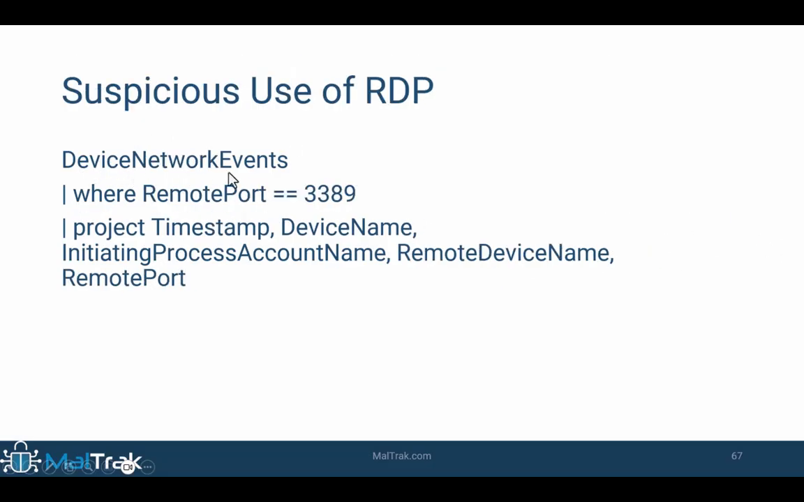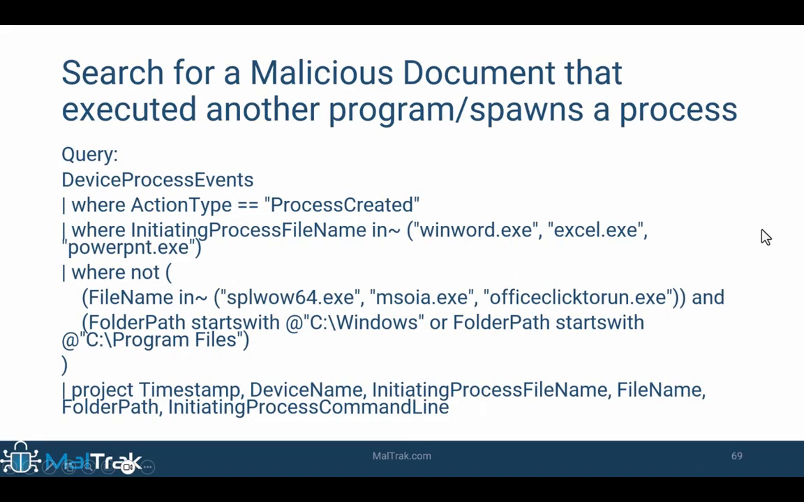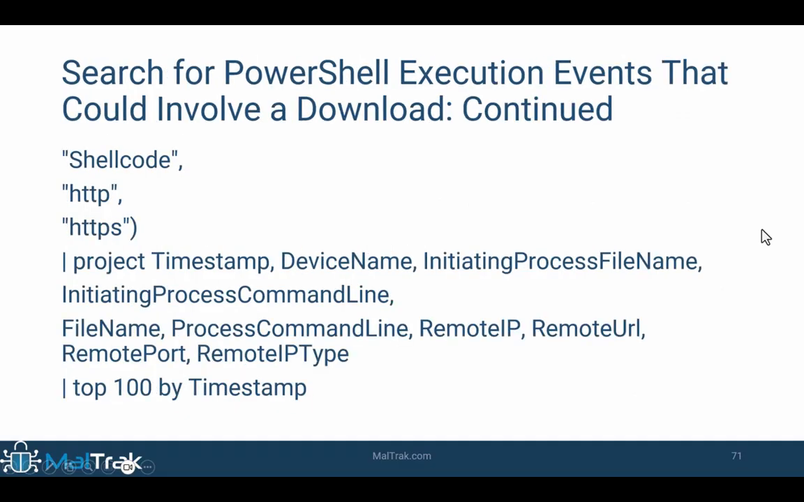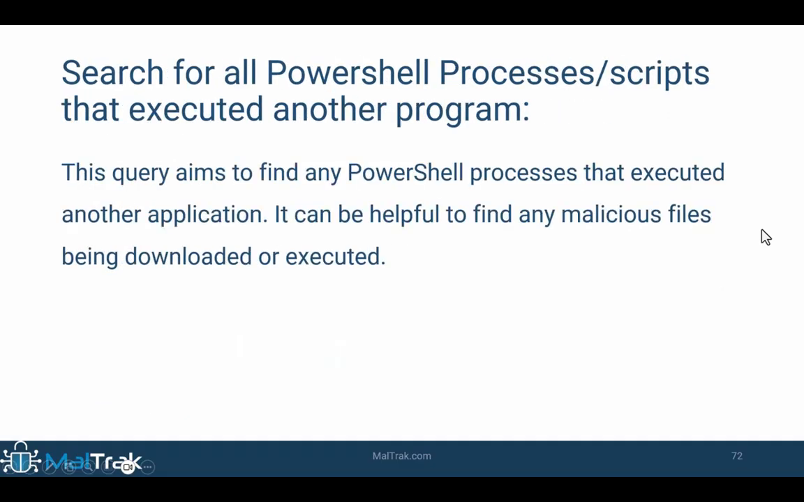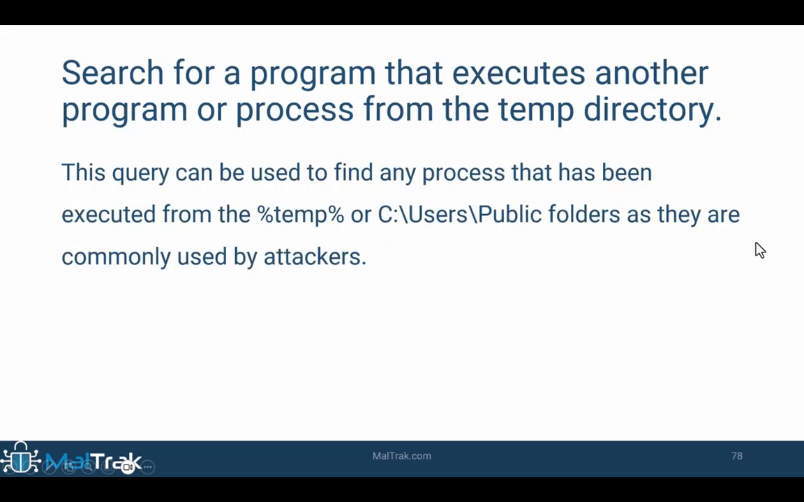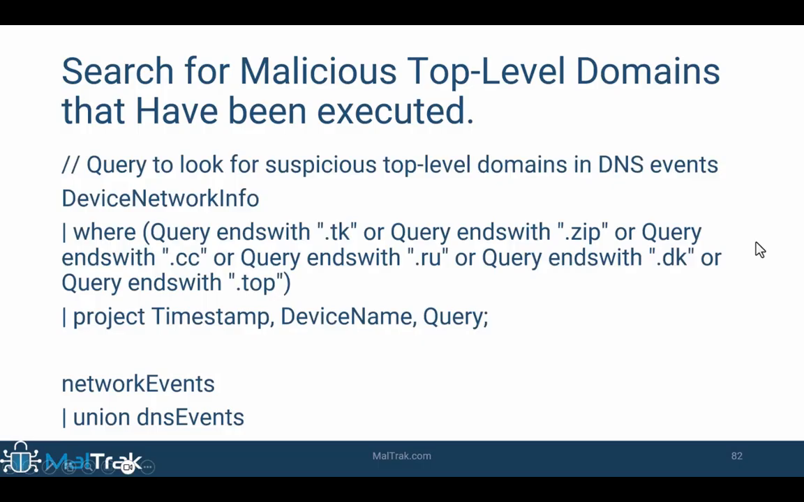Suspicious use of RDP, so you look at DeviceNetworkEvents, and you're just looking for all instances of RDP, see if they're available. Searching for suspicious documents spawning another process, we've been through that. Partial events that could involve a download, we've been through that. Okay, partial scripts, we're not going to rehash that. DLLs, we've been through that too.